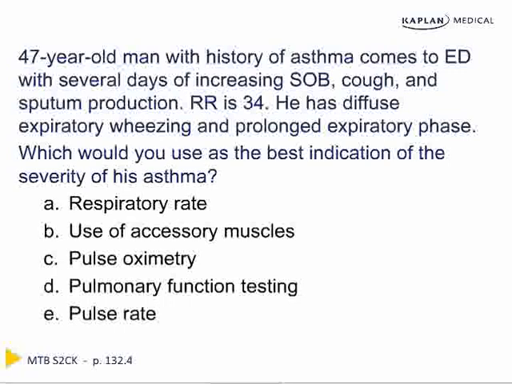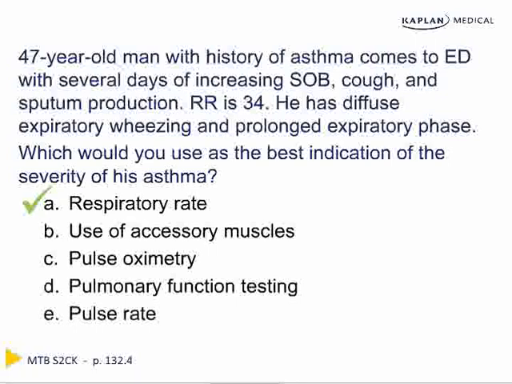In this case, the correct answer is A, the respiratory rate. A normal respiratory rate is 10 to 16 times per minute. Therefore, by itself, a respiratory rate of 34 indicates severe shortness of breath. A patient breathing that rapidly will not be able to maintain a rate that quick for very long. Eventually, respiratory muscles will fatigue, and the patient will develop respiratory failure.